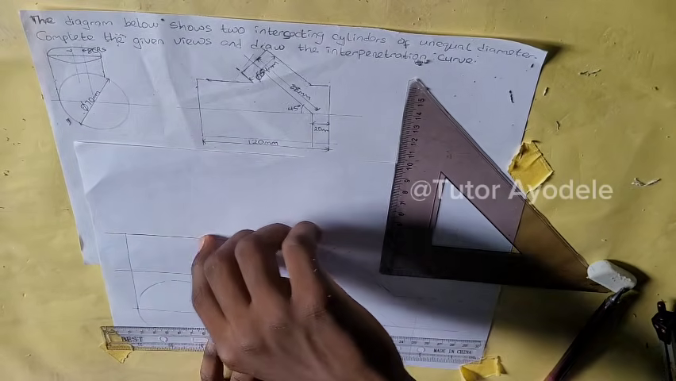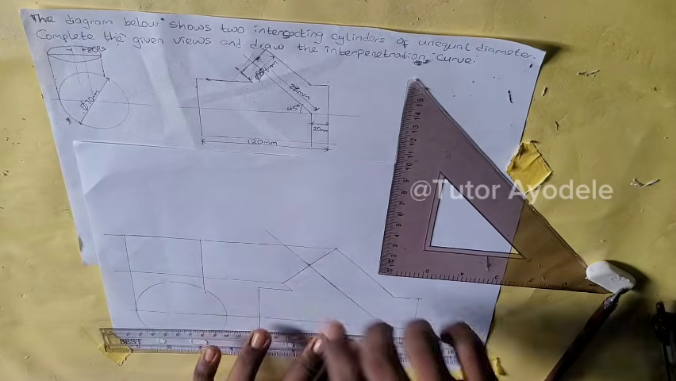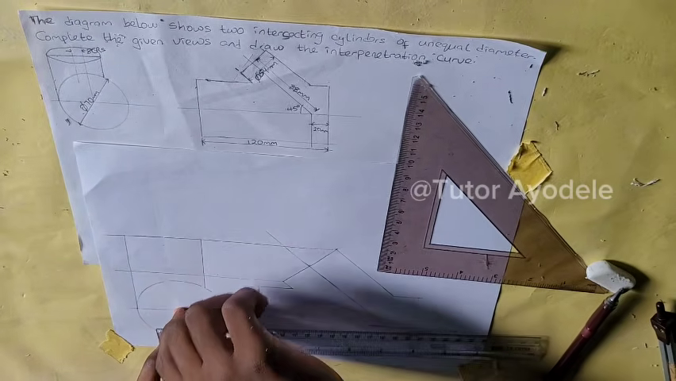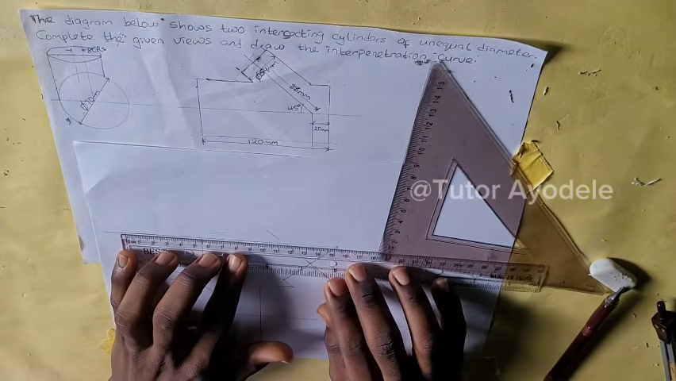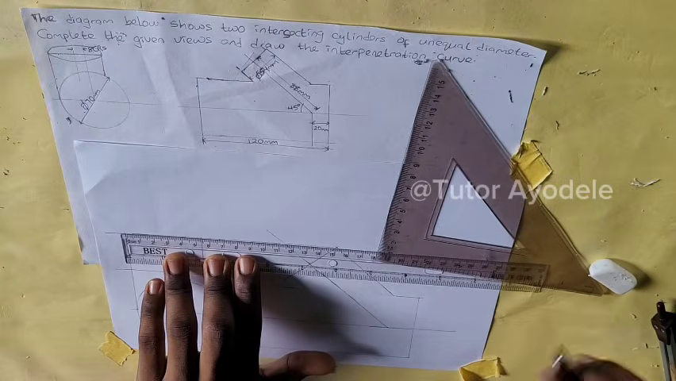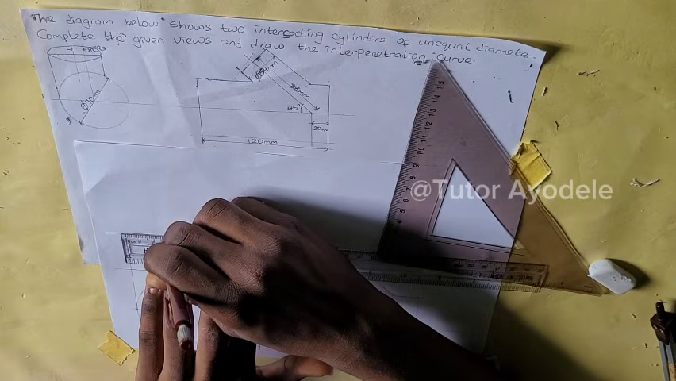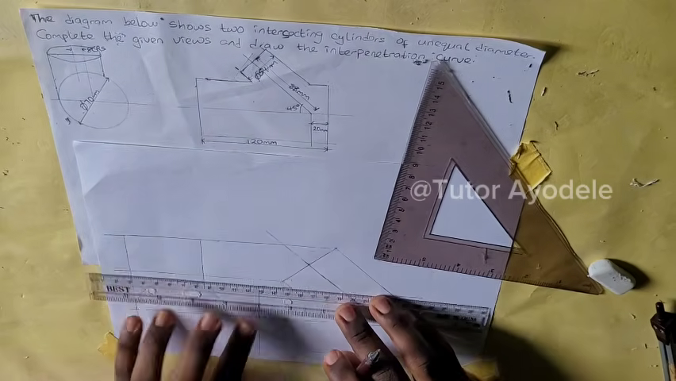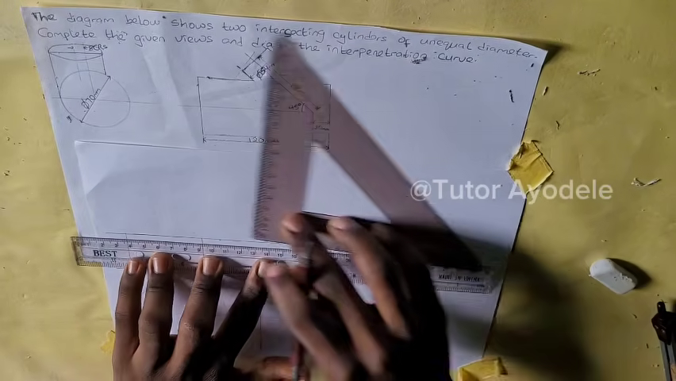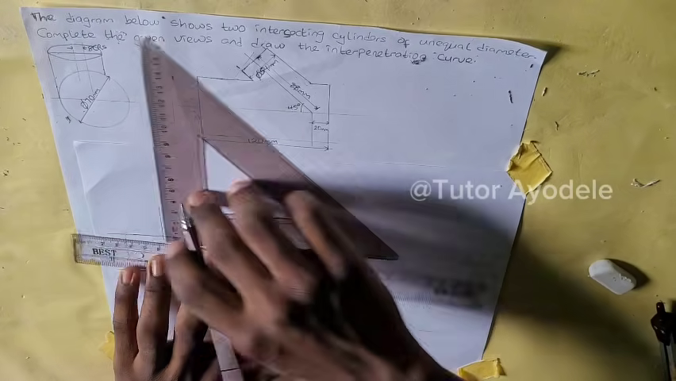Now I'm going to find the midpoint of this line. I'm going to draw a line so that I will touch this middle axis here. I'm going to find the middle of this line, and then I'm going to draw a line through it to touch this line. The half of 54 is 27. We need to measure 27 on the line. Then using my set square, I'm going to draw a line through it.